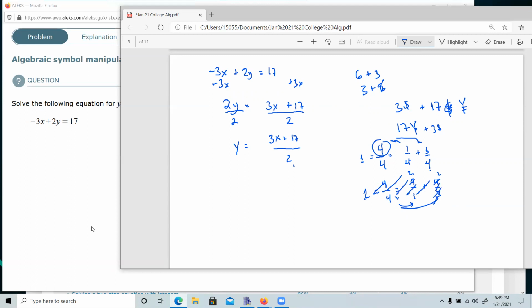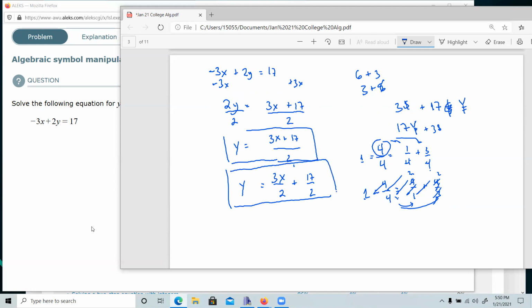So with that being said, you can break this around and say this is 3x over 2 plus 17 over 2, and that's equal to y. I'm not entirely sure about what format they're going to want this in. Hopefully they'll let you get away with this, but they might insist on you breaking this down all the way. So be careful about that and just realize, when you're dealing with your fractions, you can break apart the tops, you cannot break apart the bottoms.